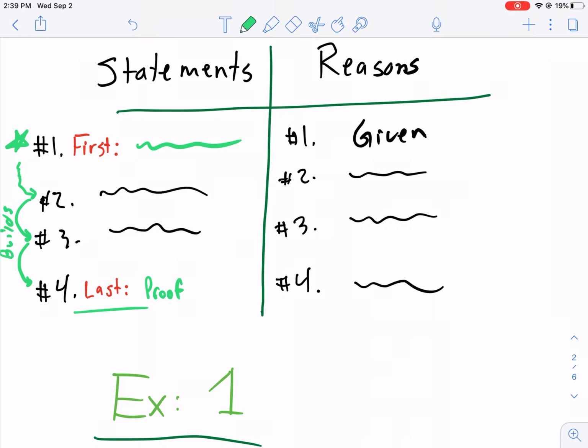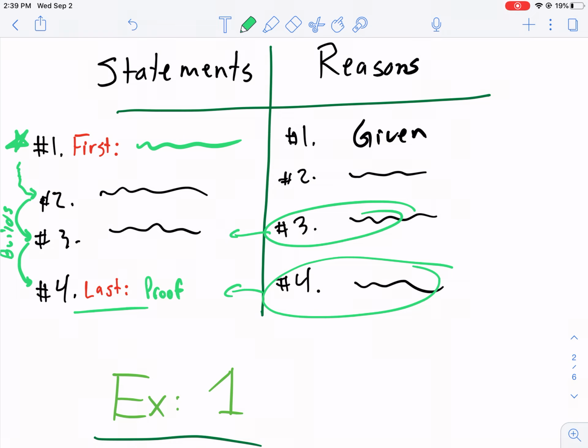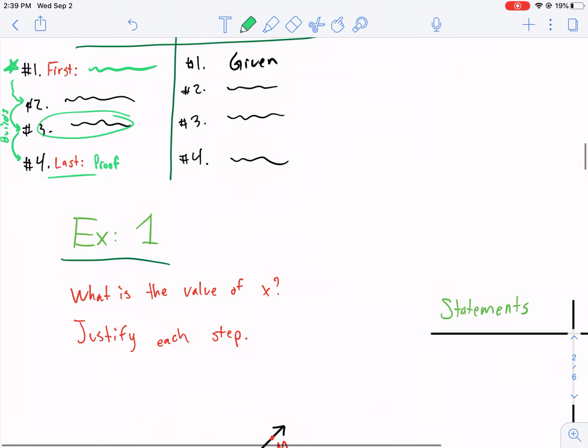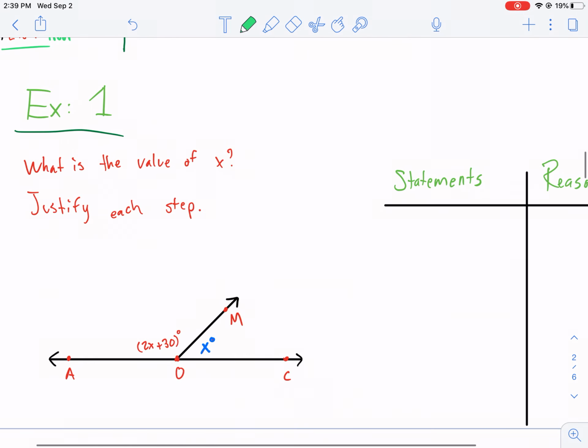Again, all these reasons support the statements on the left. So just a recap of that. This needs to build. You can't go to 4 without having the understanding of 3. The information for 3 needs to support what you do for 4. Now, what does this all mean? Let's put it into practice.